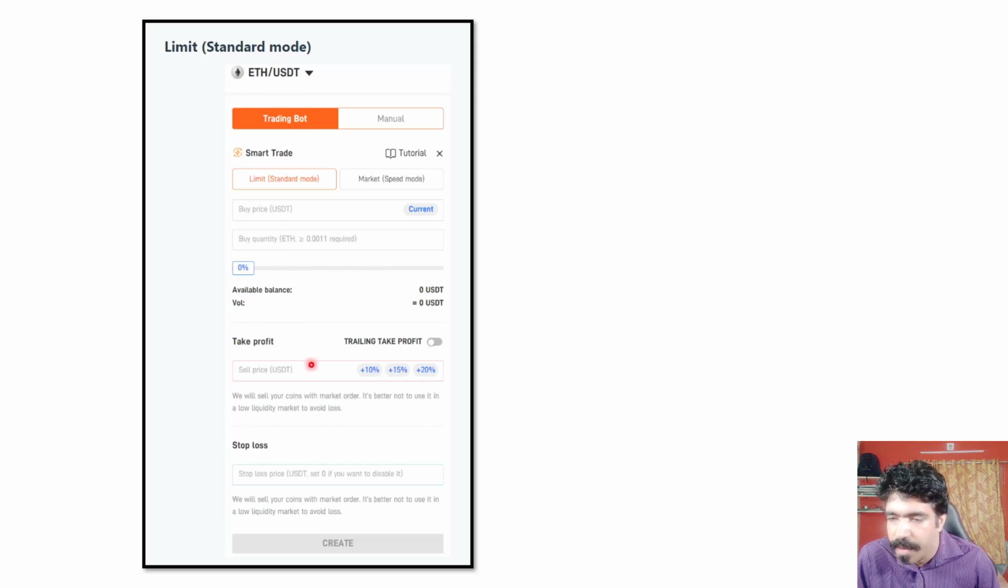You can enter the parameters and set the slider for the amount of investment that you need to put in to create the bot. Also, we can have the take profit, and we can set up the trailing take profit, which is in the range of 5%, 10%, 15% and 20%. And there is a stop loss. When there is no stop loss, that means you can set it to 0 if you don't want to stop loss and want to hold the coin for a longer period of time. So these are the parameters that you need to put in to initiate the robot.